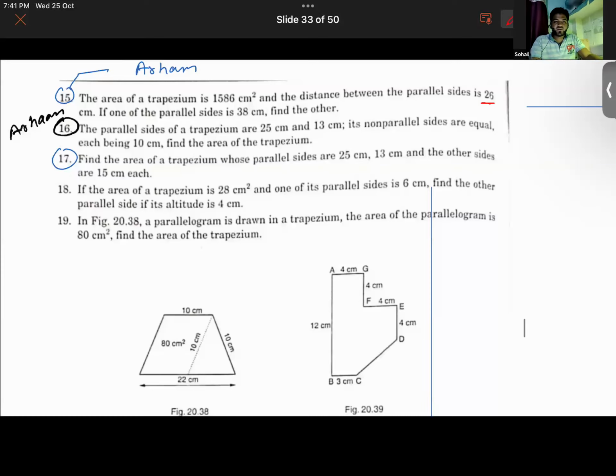Yes, Ahmed, are you there in the class? Guys, is Ahmed in the class? Yes, sir. Okay. Ahmed, if you are listening, you have to solve the third one, question number 17 that has been assigned to you.